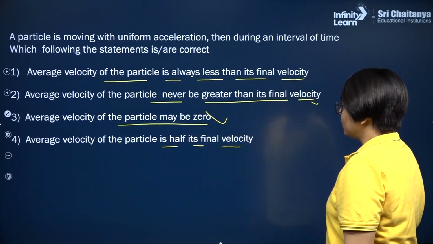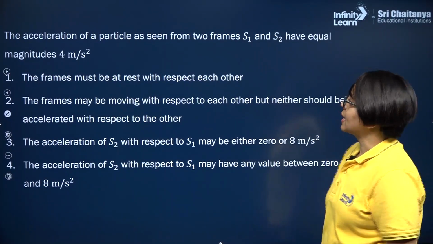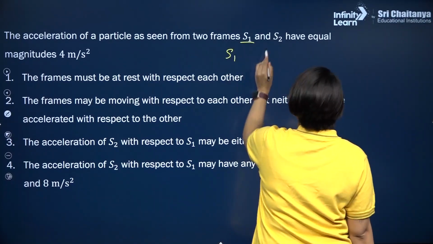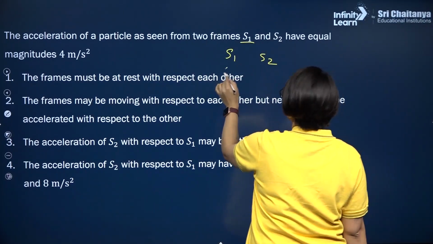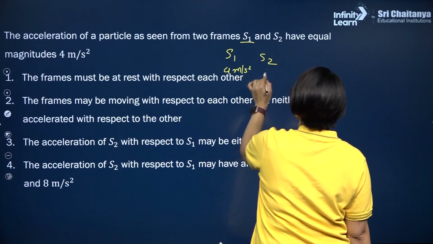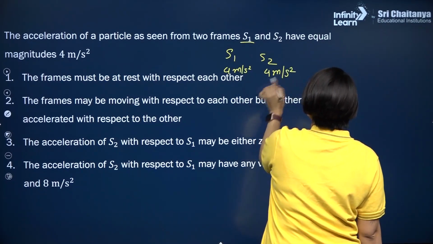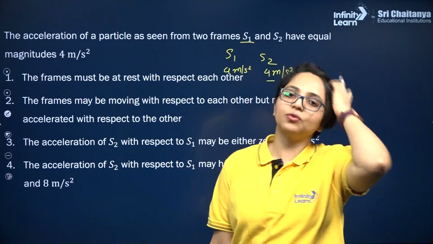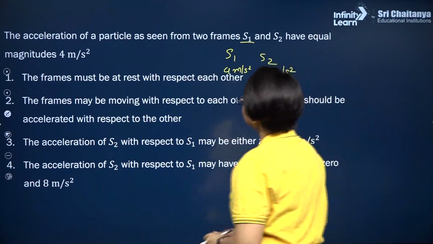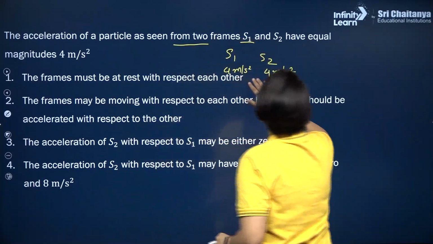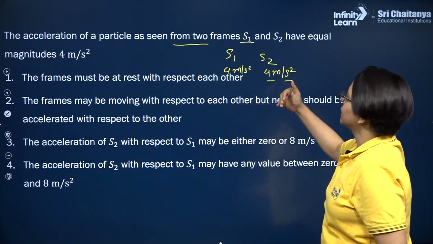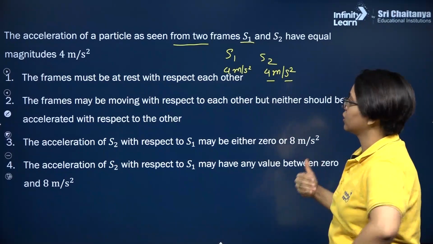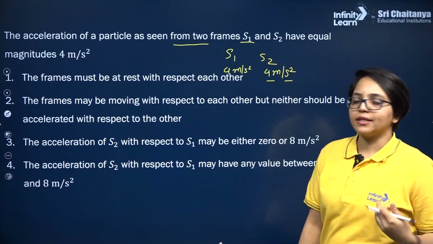Okay. Now, next is question number 3. The accelerations of a particle as seen from two frames S1 and S2 have equal magnitudes of 4 meter per second square. Okay, read this question carefully, beta. If there are two frames S1 and S2, then the acceleration of the particle as seen from the two frames S1 and S2 is 4 meter per second square. This is magnitude, direction is not mentioned. We need to identify the correct statement over here.